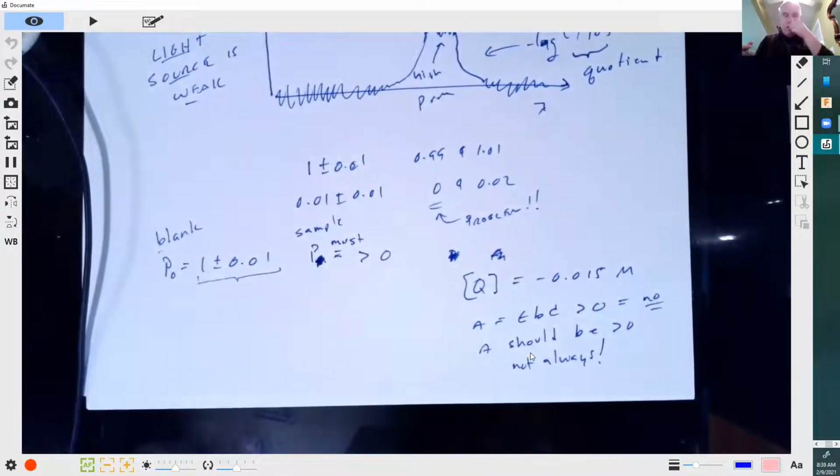Because of instrumental noise, because of fluctuations. So if you get an absorbance that's negative, you have to discard it. You have to go back and remeasure your blank. You have to diagnose, you have to figure out what's wrong. There could be a whole range of problems, but if you get a negative absorbance, then you say, okay, this value must be discarded.